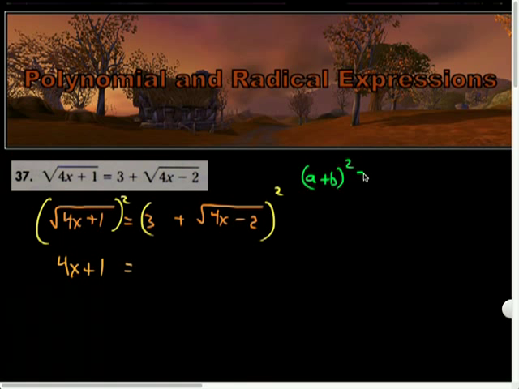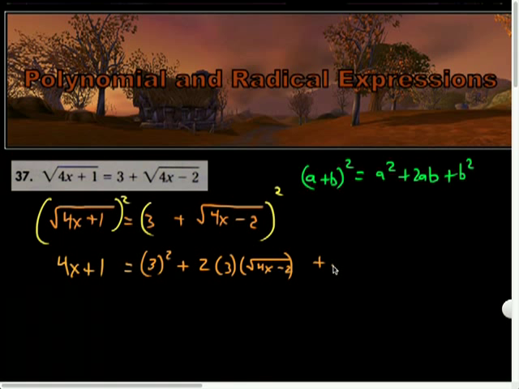That's a pattern, friend. (a plus b) all squared is equal to a squared plus 2ab plus b squared. Am I right? You're right. Got it memorized. Nice. So this is 3 squared plus 2 times a, which is 3, times b, which is the square root of 4x minus 2, plus b squared, which is the square root of 4x minus 2, all squared.